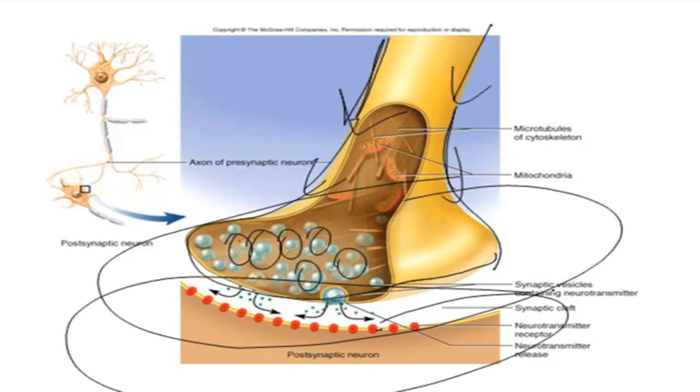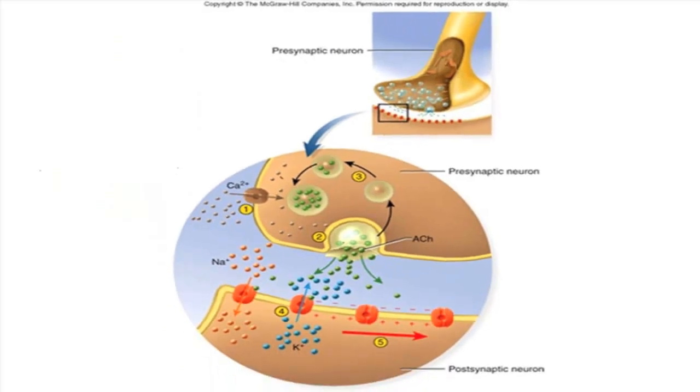The site of communication between one neuron and another neuron is called a synapse. If you look at it really close up, you can see that there is a synaptic cleft here. There's a little space between the two neurons, a very tiny space called the synaptic cleft. That synaptic cleft is filled with extracellular fluid. On one side of the synaptic cleft is the presynaptic membrane, or the cell membrane of the presynaptic neuron, and the other side is the postsynaptic membrane, or the cell membrane of the postsynaptic neuron.